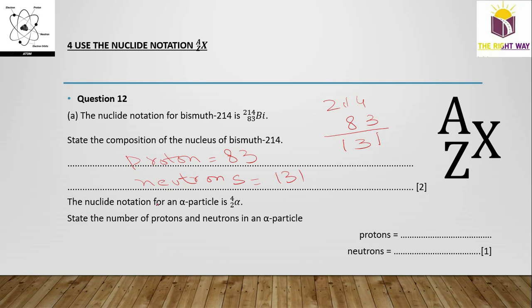Okay, the nuclide notation for the alpha particle is 4-2 alpha. State the number of protons and neutrons. Protons are 2. And how many neutrons are there? 4 minus 2 is equal to 2. It has 2 protons and 2 neutrons. If it is asked about nucleons, then nucleons are 4.